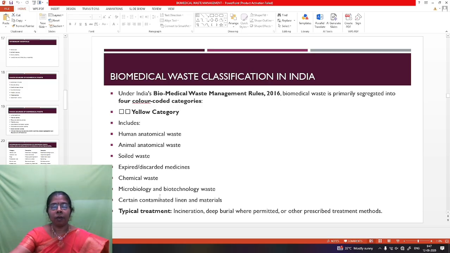And how we have to treat the typical waste means we have to treat the yellow category waste: incineration and deep burial are permitted, or other prescribed treatment methods. Incineration is nothing but applying high temperature to burn the waste. Incineration is burning.